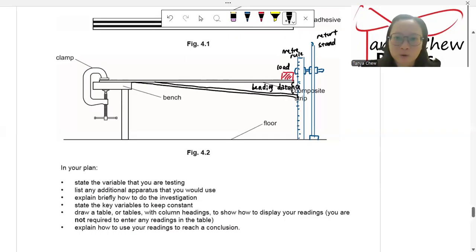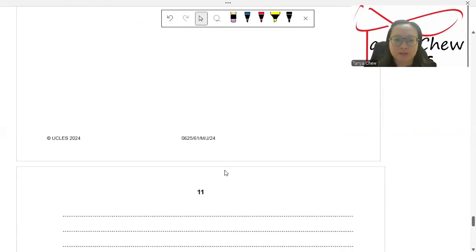So you remember how to make our meter rule vertical? You have to use a set square. So this is my set square, just to make sure that the rule is vertical, so that I could measure the bending distance as accurately as possible.